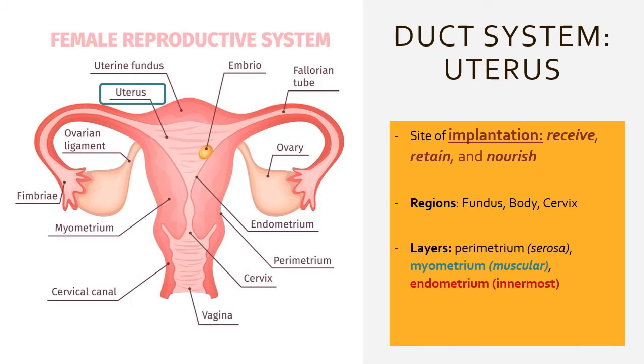It also has 3 layers: the perimetrium, or the outermost layer, the myometrium, or the muscle layer, which plays a very important role during labor, and the endometrium, which is the innermost layer and where implantation occurs. This layer is also the most vascular layer.